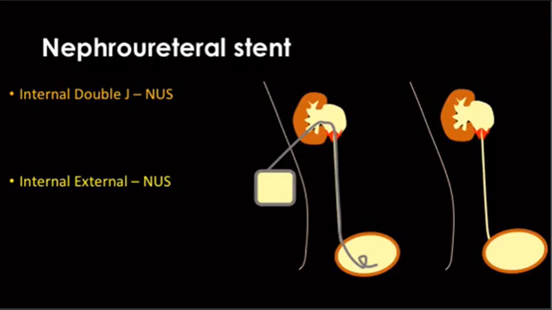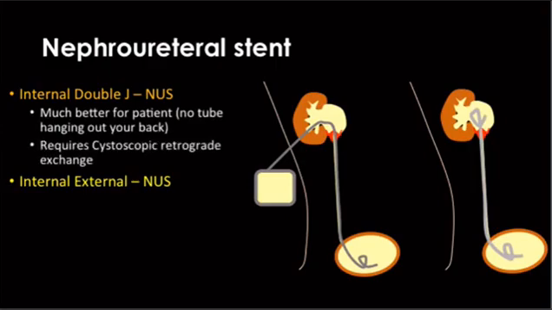So the ideal scenario is to internalize the stent, so you start out here, and then you convert it to a double J. So it's way better, but it requires cystoscopic retrograde exchange. If you can't do that, then you can't do a double J. You're not supposed to place them.